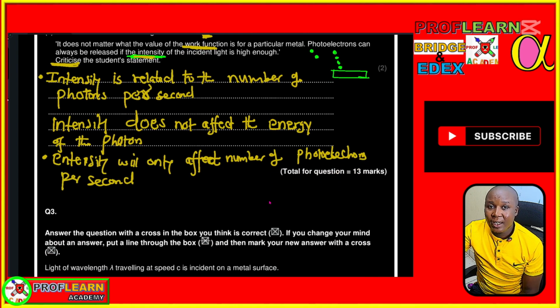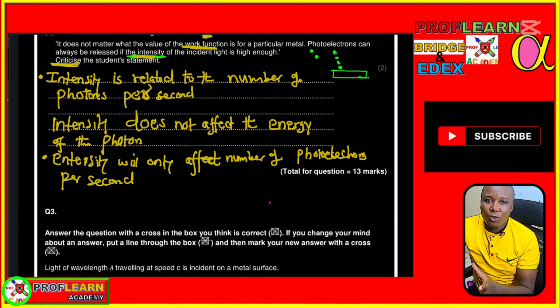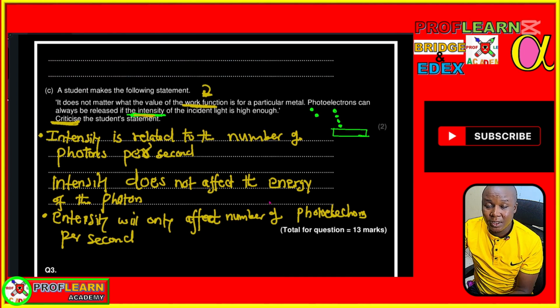So if the energy of a photon is less than the work function, however many photons you have, however high the intensity, no photoelectric effect will take place. So you have to be very careful with this statement that has been made by this student, so that you are not going to make the same mistake during your exam.